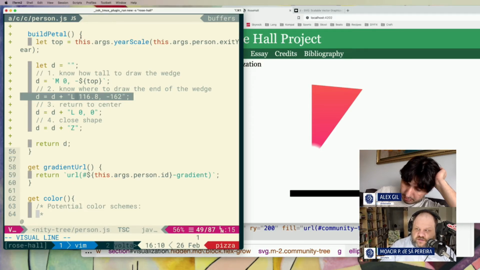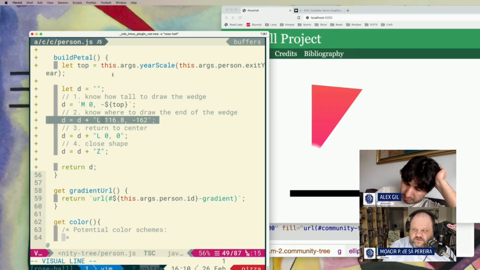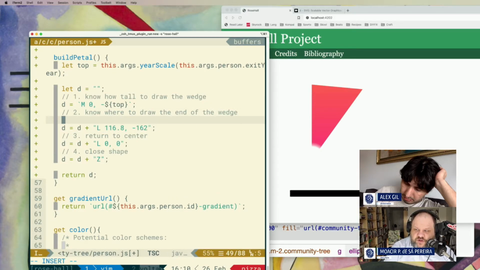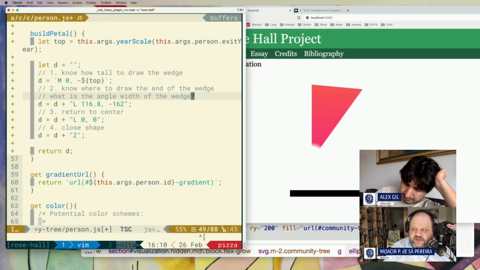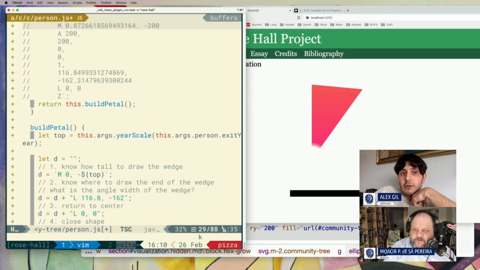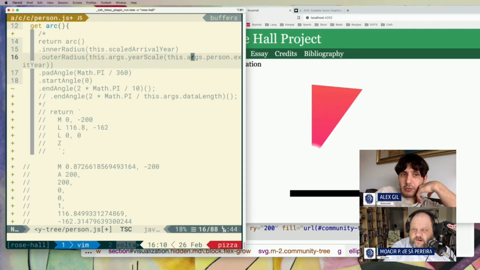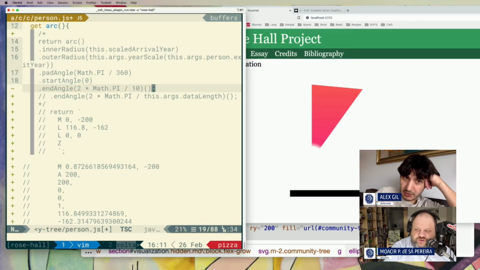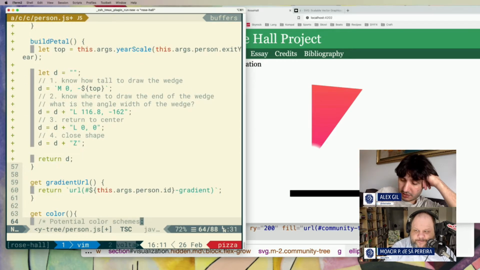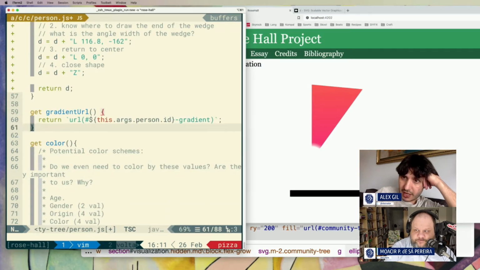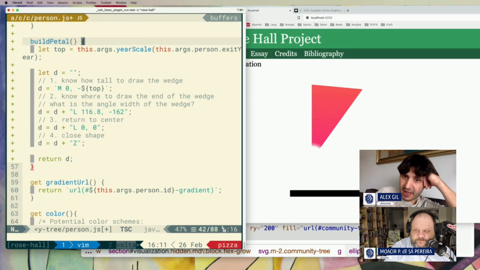All right. So how do we do this? What is the angle width of the wedge? Do you know off the top of your head? Because we said it. The first angle is like 2 pi over 10. Basically just a pizza pie divided in 10 pieces, and this is 1 piece.